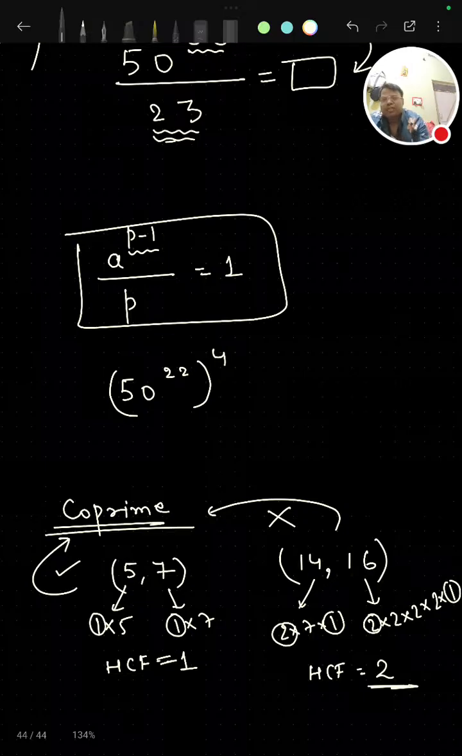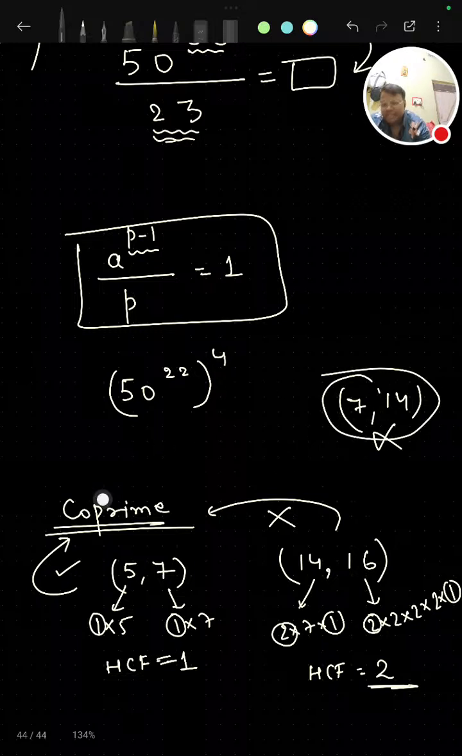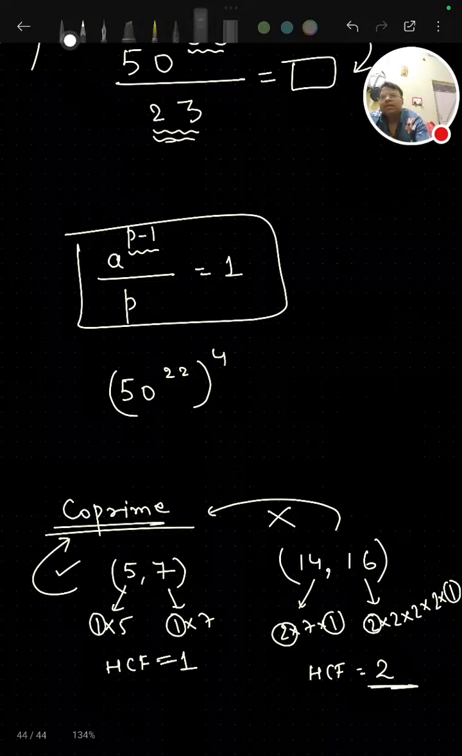Now if someone asks whether 7 and 14 are coprime or not, you can easily say they are not coprime because 7 is common in both. Their HCF is 7, and the HCF must be 1 to be coprime. Now you are familiar with what a coprime number is. So it is a very simple question.